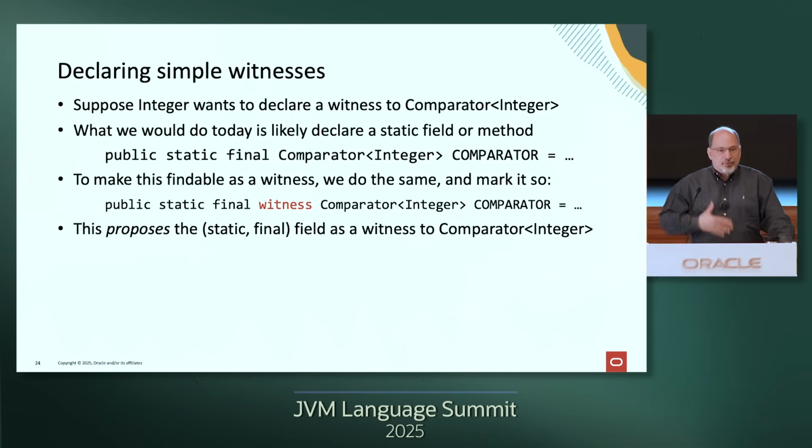So to make this findable as a witness, we can just mark it as a witness. It's still a field. You can use it as a field if you want. The code that uses it as a field can keep doing so. But it also means that Integer is proposing this value be used in the search for a witness to Comparator of Integer.